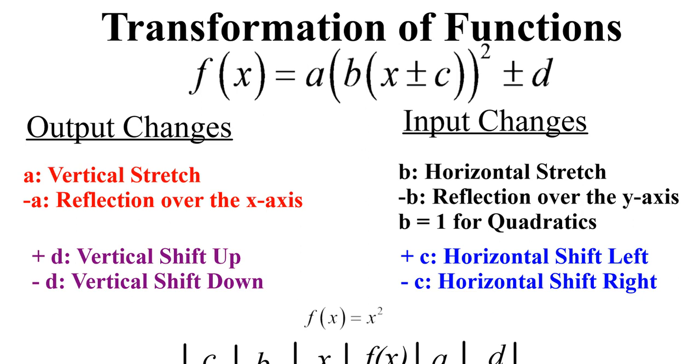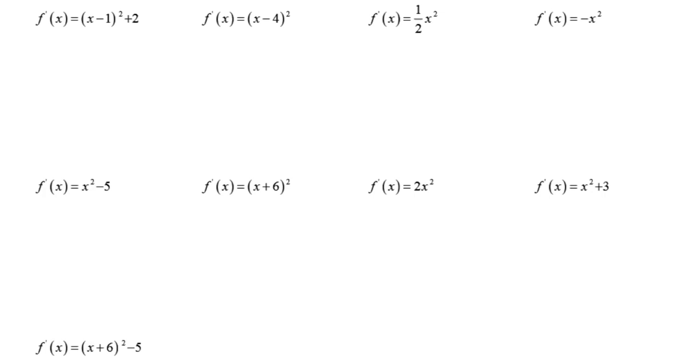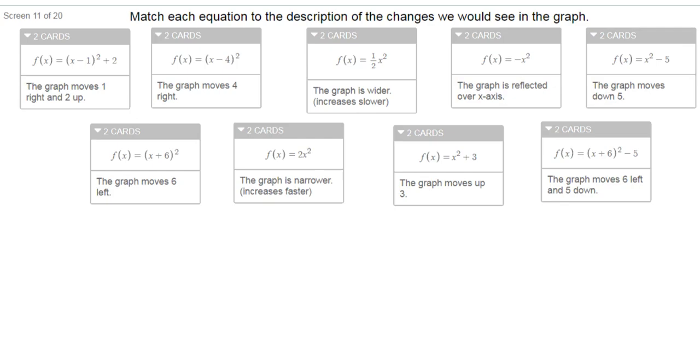Now we had you do a card sort, matching up some functions here with their transformations, and these are the results that we should have gotten. And again, talking about the A values that would happen with your function of 1/2 x squared and the negative x squared. Negative x squared is the reflection. 1/2 became wider because it's increasing slower. 2x squared, 2 times faster, so it was narrower.